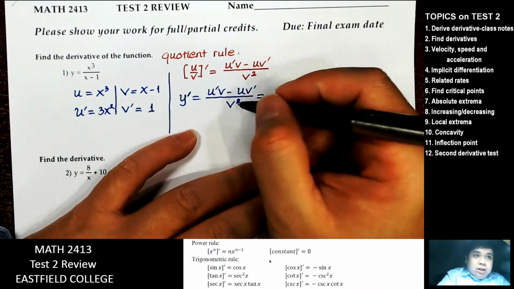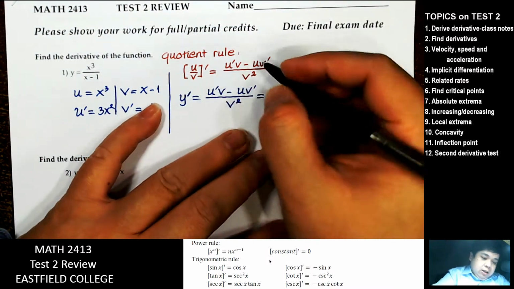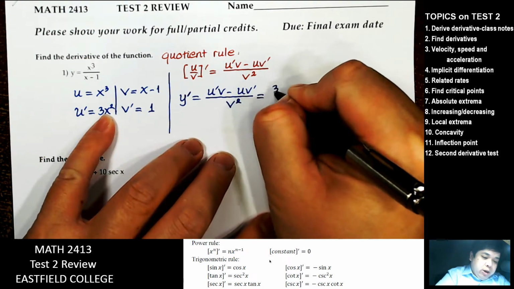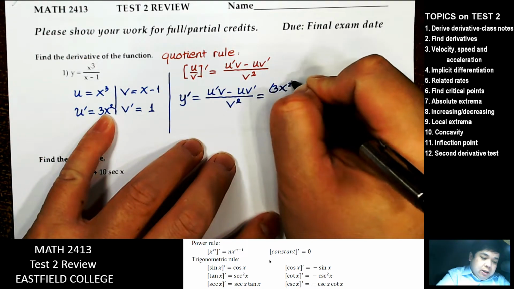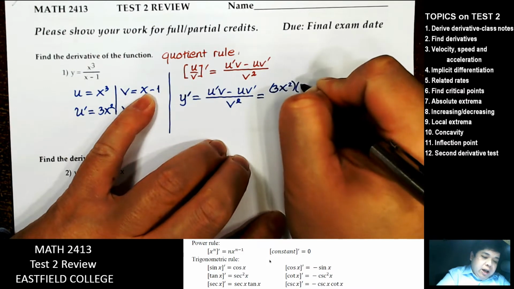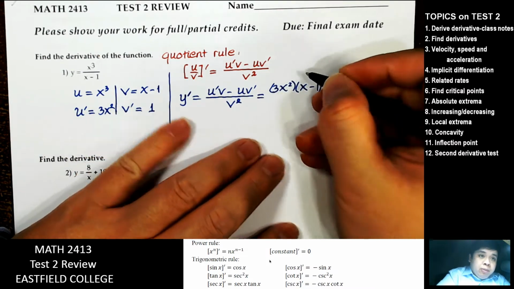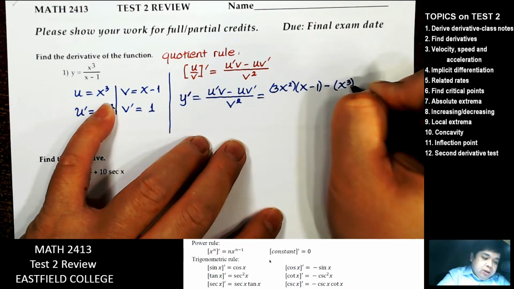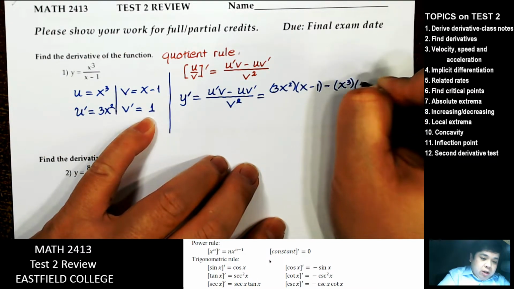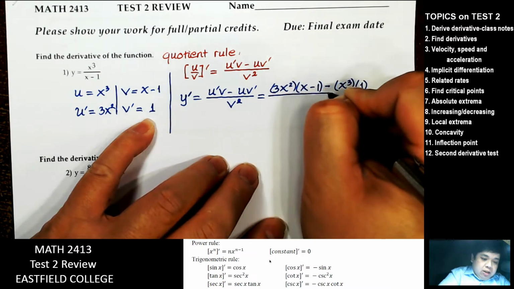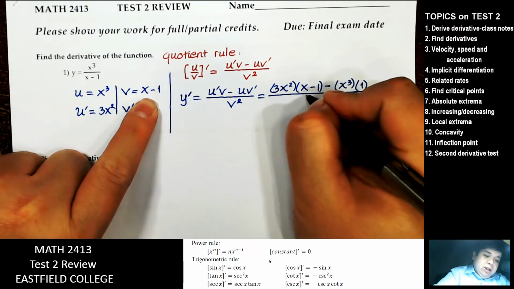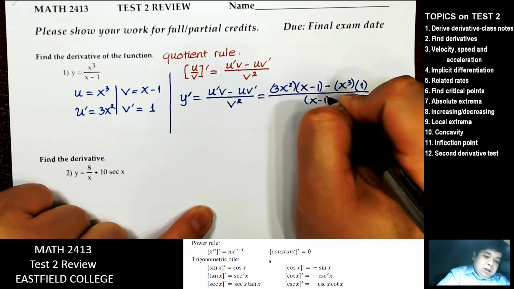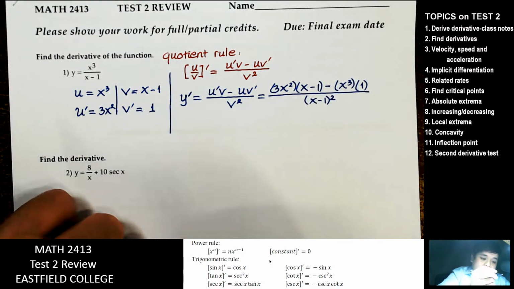So we do that. u prime will be 3x squared times v, x minus 1, minus u times v prime, which is 1. All of that over v squared. Right?